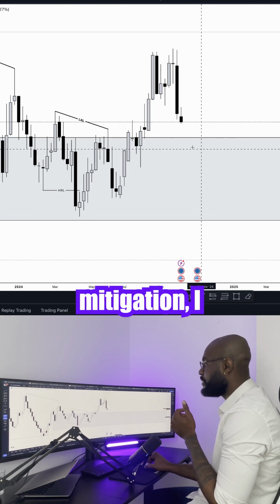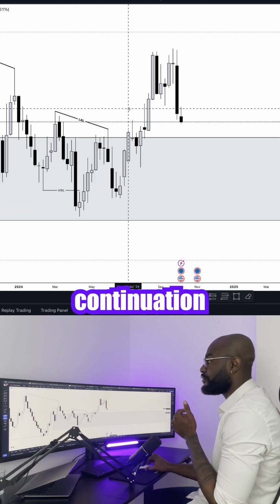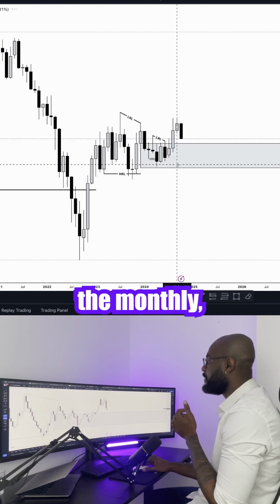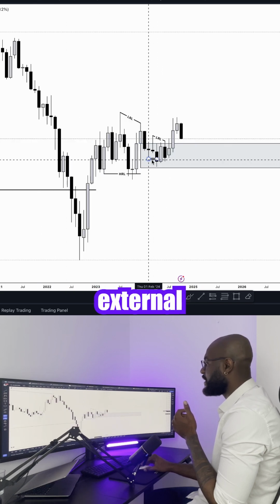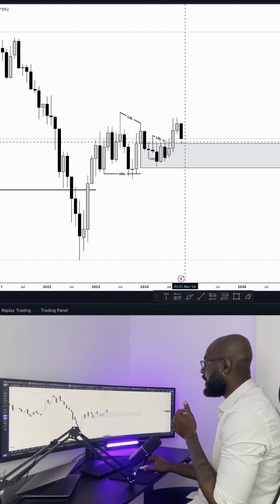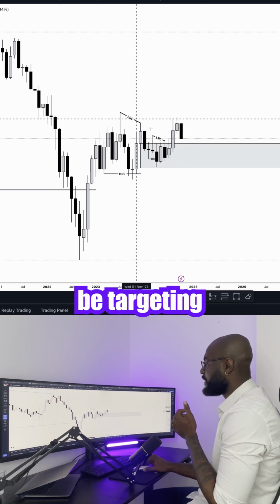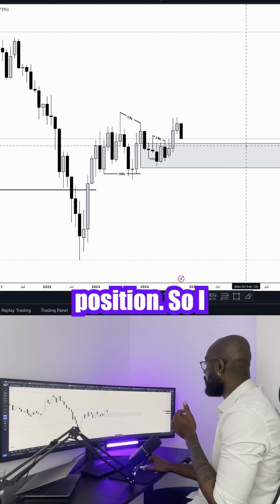After that mitigation, I wouldn't be surprised to see a continuation to the upside because on the monthly, we've already taken this external liquidity. So price coming in here, I'll strongly be looking for a buy and I'll be targeting here to be my take profit position.